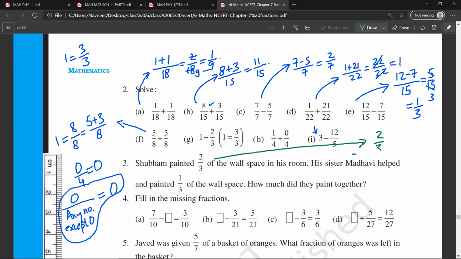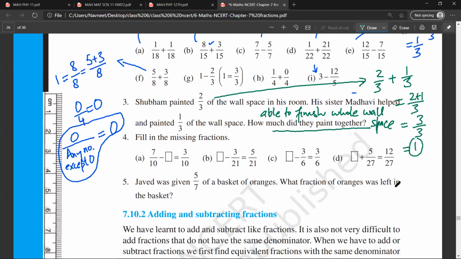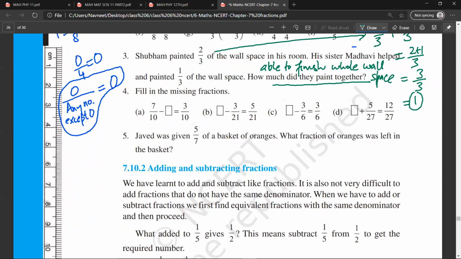2 by 3 plus 1 by 3 is equal to 3 by 3, which is equal to 1. This 1 implies that they were able to finish the whole wall space. Is there any doubt? No, sir. Perfect. Okay.